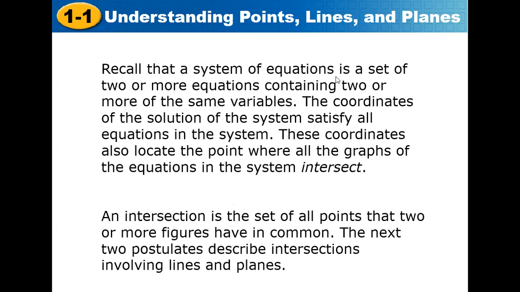Recall that a system of equations is a set of 2 or more equations containing 2 or more of the same variables. The coordinates of the solution of the system satisfy all the equations in the system. These coordinates also locate the points where all the graphs of the equations in the system intersect. An intersection is the set of all points that 2 or more figures have in common. The next 2 postulates describe intersections involving lines and planes. And this is the part which we are going to study tomorrow, inshallah.